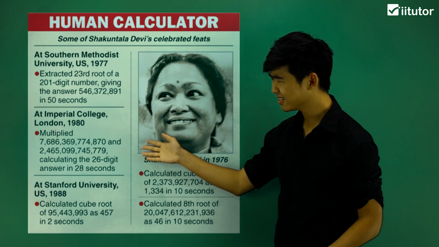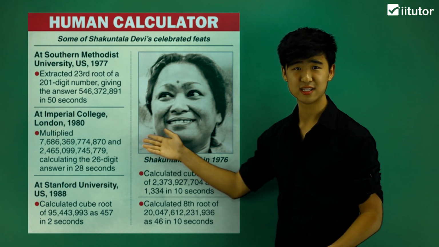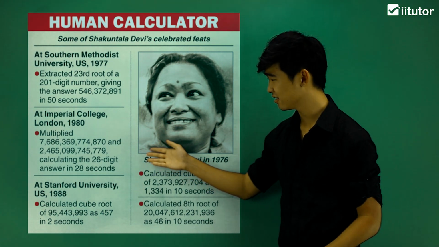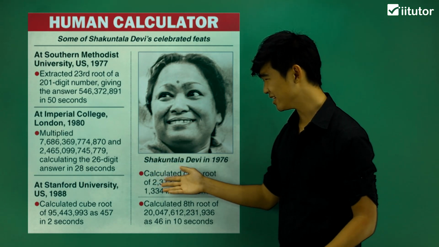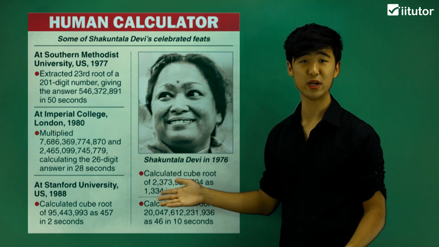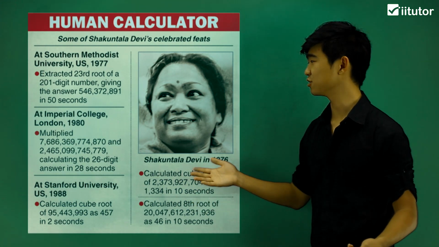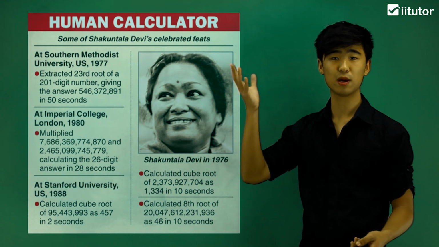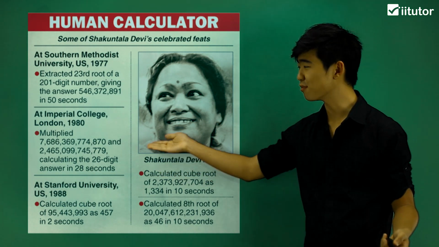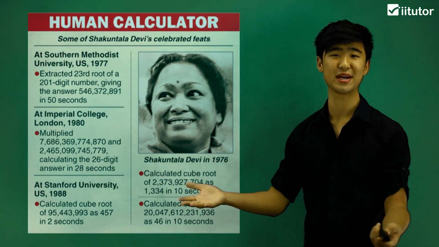She's multiplied 7 trillion and 2 trillion. Okay, and she calculated the 26-digit answer in 28 seconds. Okay, which is actually insane, if you ask me. But that just goes to show us what our brain is capable of doing. Our brain is capable of doing these things, but we just need to practice it.